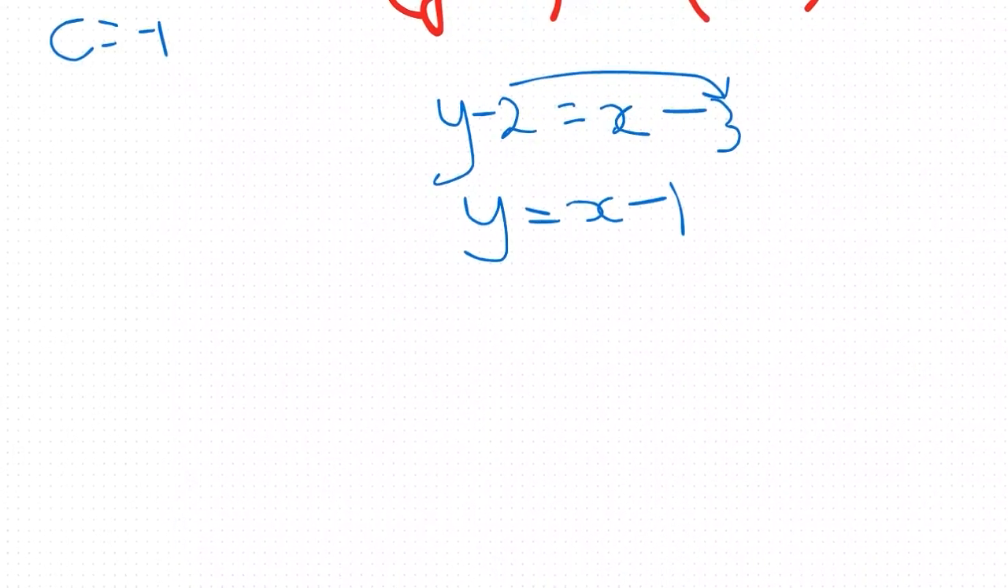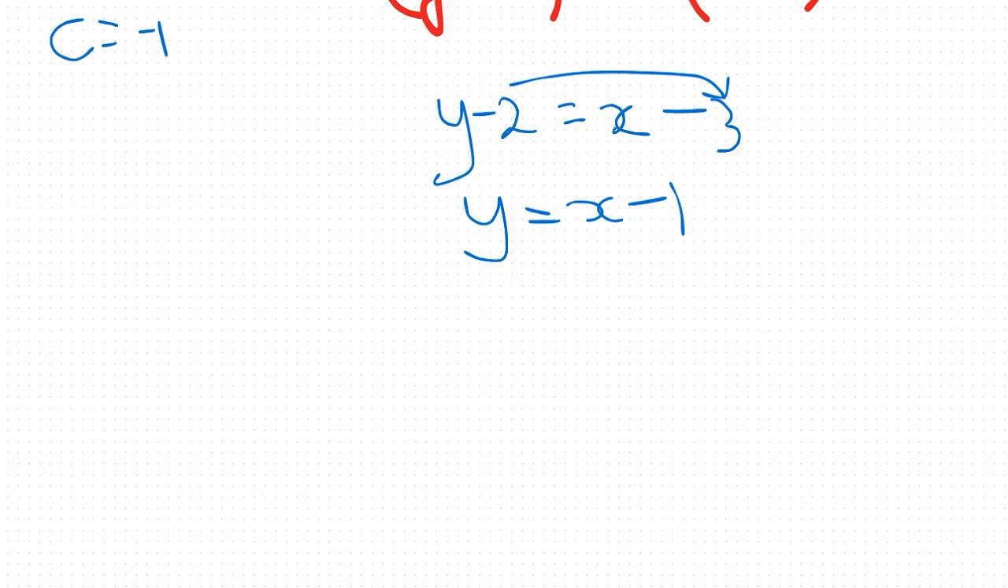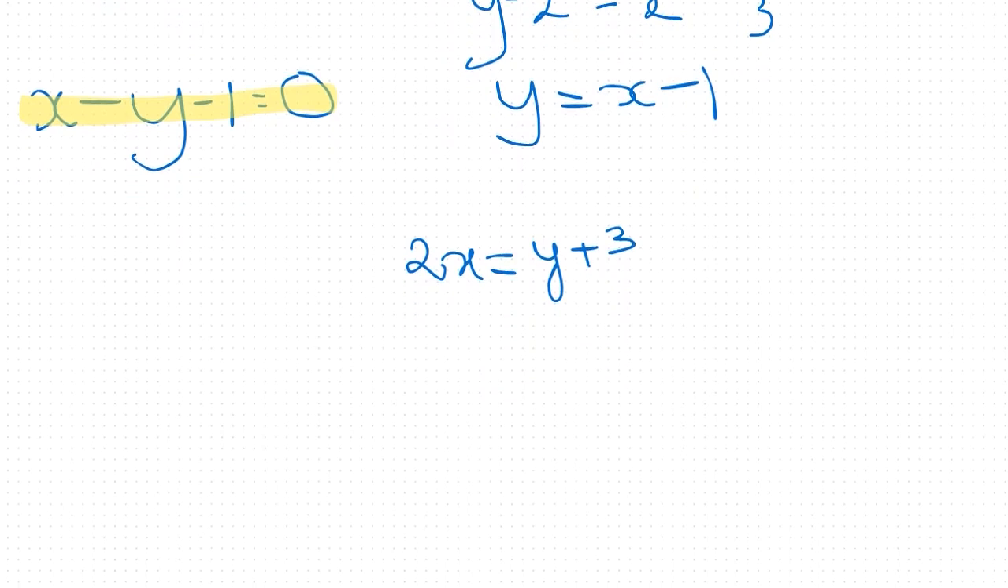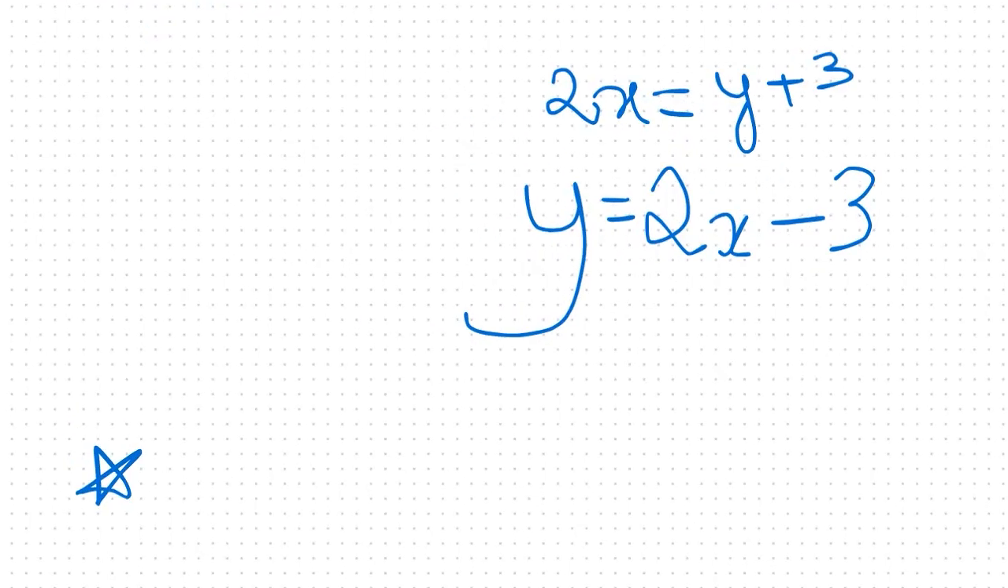If this is the line equation, convert this into general form. How do you write that? x minus y minus 1 equals 0. That's it. So general form means bringing these terms together. Then slope intercept: y equals 2x minus 3. That's it. What is the slope? How much is the slope? 2. Okay, if a general form of line equation is given, let's come to the next page.